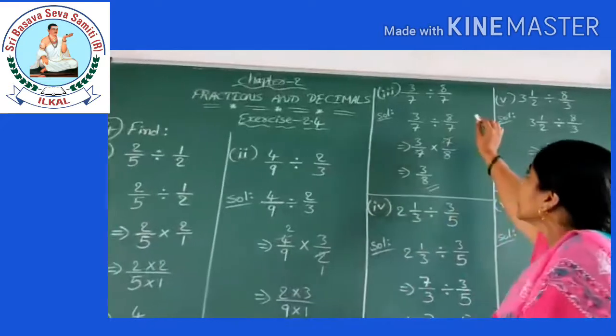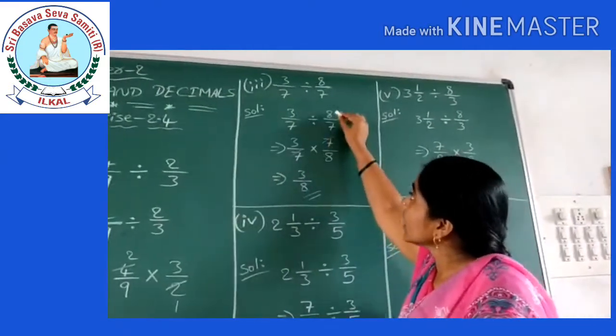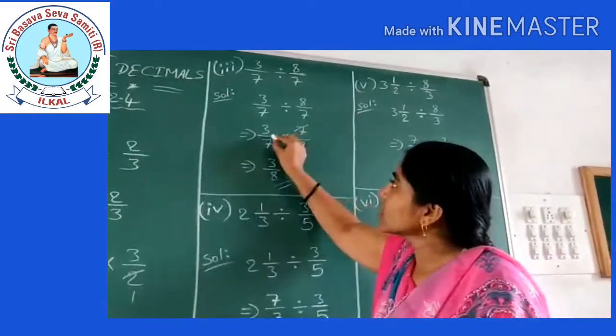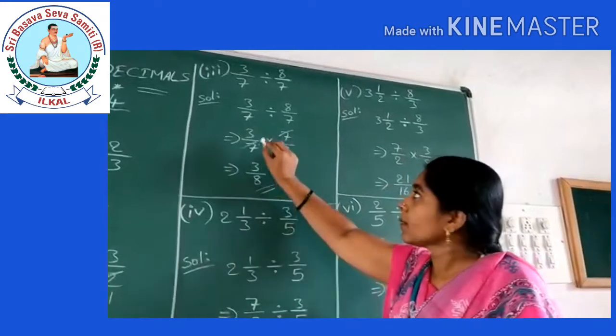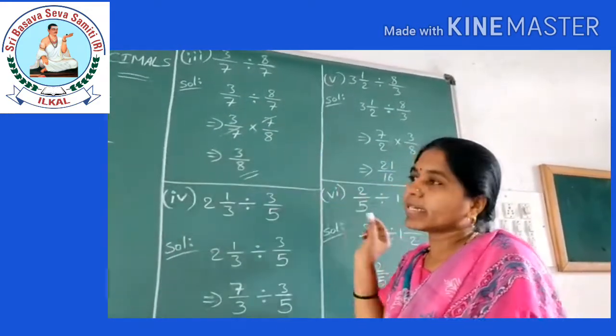Next question, 3 by 7 divided by 8 by 7. 3 by 7 into 8 by 7, reciprocal is 7 by 8. 7 strike out, means 7 1s are 7, 7 1s are 7. Then 3 into 1, 3. 1 into 8 is 8. That is 3 by 8.